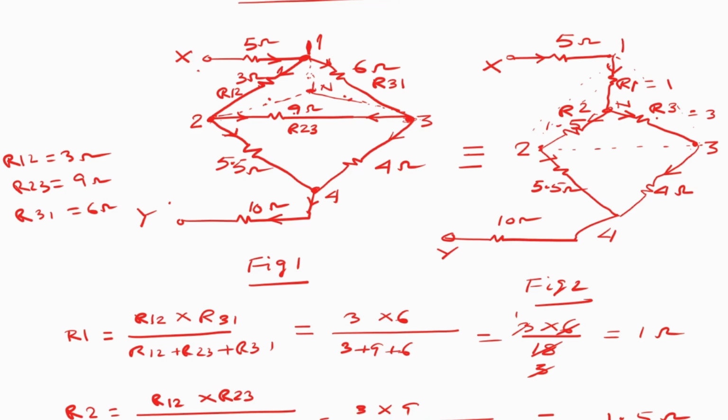These two networks meet at point 4. That means R2 plus 5.5 and R3 plus 4 are in parallel, because there are two branches at the terminal N. As the two junctions meet at point 4, between N and 4 there are two networks: one is R2 plus 5.5, another is R3 plus 4. These two networks are parallel.